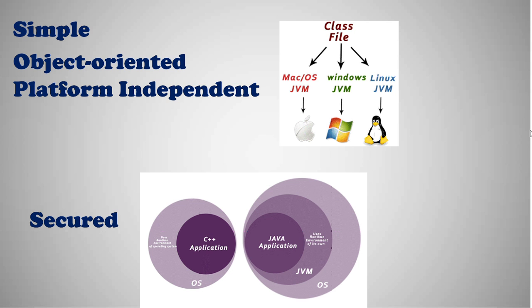from network sources. Next, one more feature is bytecode verifier. It checks the code fragments for illegal code that can violate access rights to the objects. Security manager determines what resources a class can access, such as reading and writing to the local disk. Java language, in a nutshell, provides those securities by default. Some securities are also provided by the application developers explicitly through SSL, JAAS, and cryptography, etc.